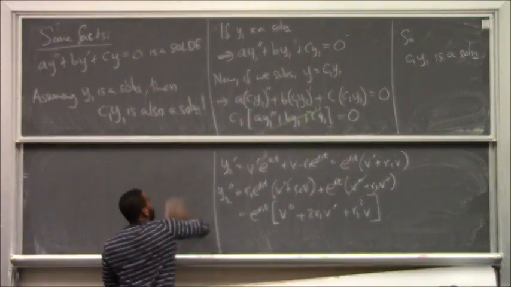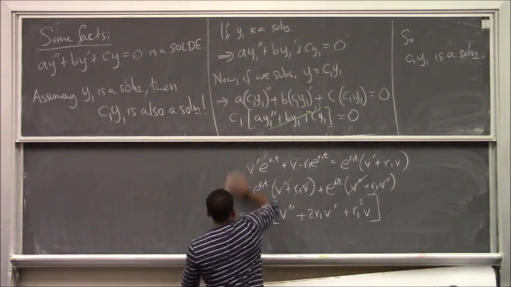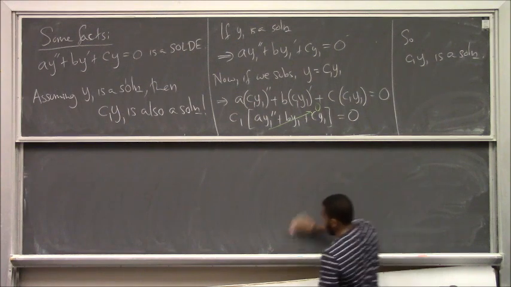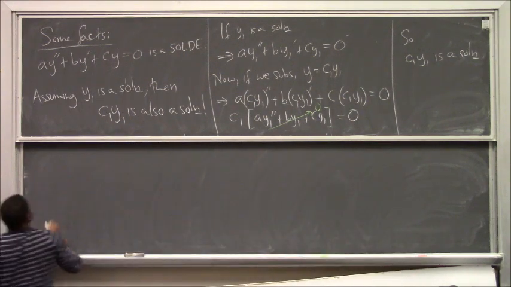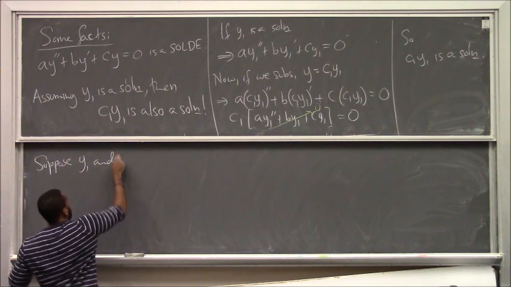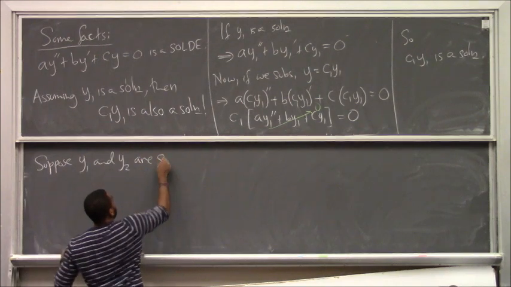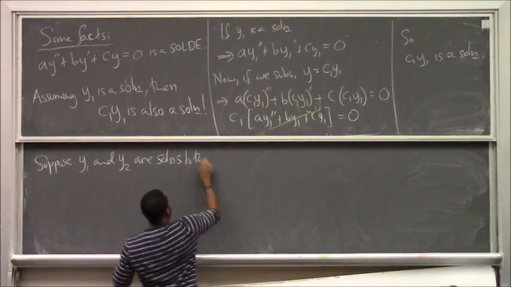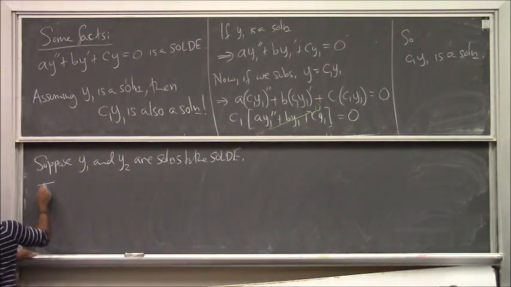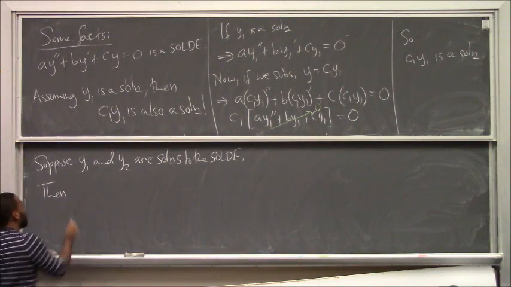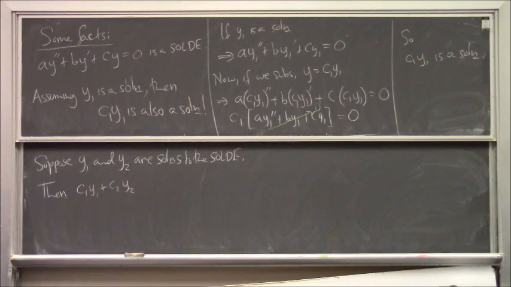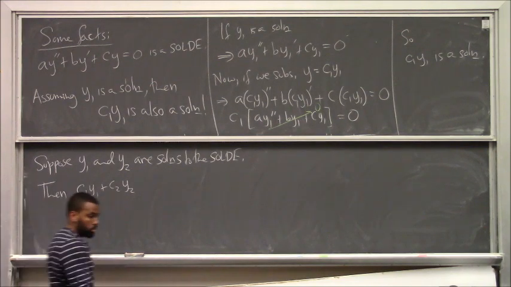So, okay. So here's another thing. Suppose y1 and y2 are solutions to the ODE. Then, if I take C1 times Y1 plus C2 times Y2, this is called a linear combination of Y1 and Y2.